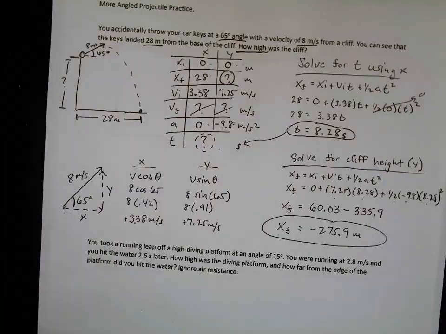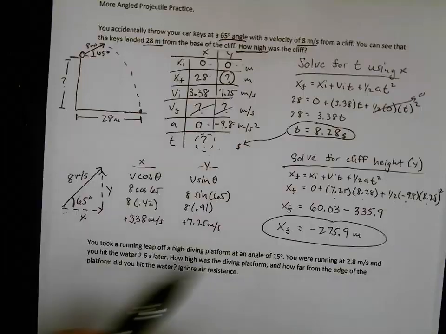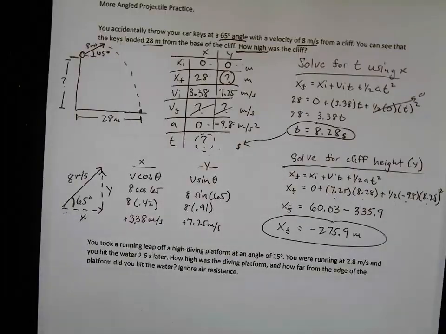Now, does that mean that the cliff is negative meters tall? No, that tells us the keys went 275.9 meters down, right? That's why that negative sign is there before they hit the ground. So what is the height of the cliff? The height of the cliff is actually positive 275.9 meters. So there is the solution to the first one.